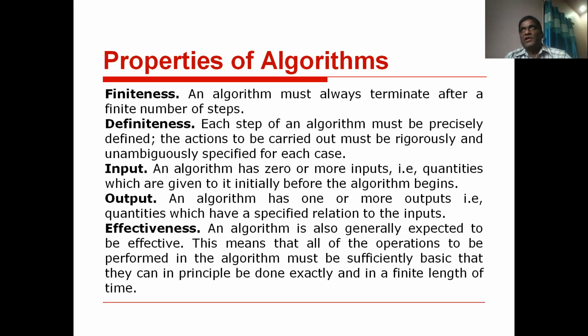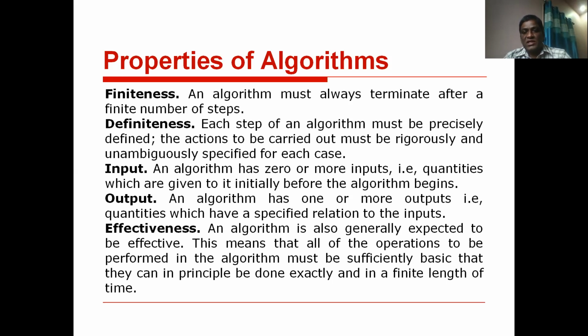There is another meaning for effectiveness also, saying that every instruction in the algorithm should contribute towards the final output of the algorithm. So if you write irrelevant instructions in between, it's not going to be an algorithm. That means every statement or every instruction we write in the algorithm should be relevant to the algorithm only. Unnecessary statements or unnecessary instructions should not be written in the algorithm. So effectiveness has two meanings.